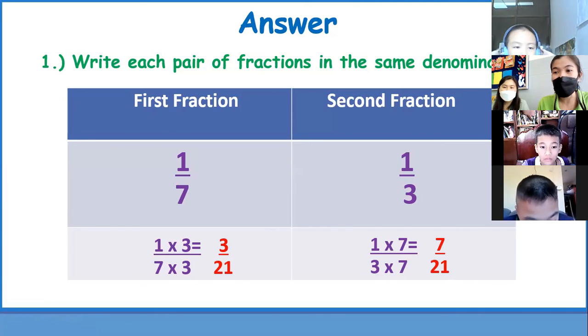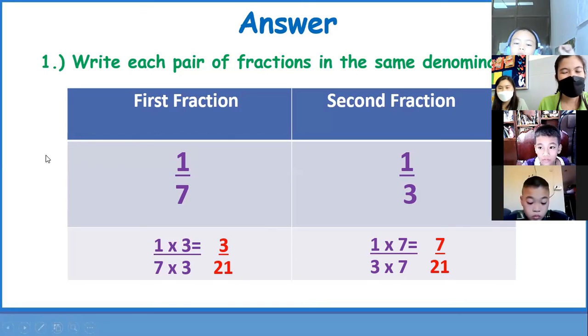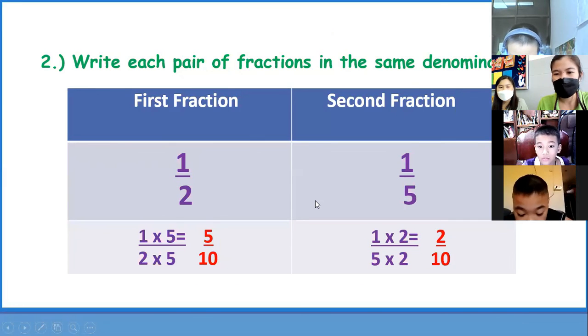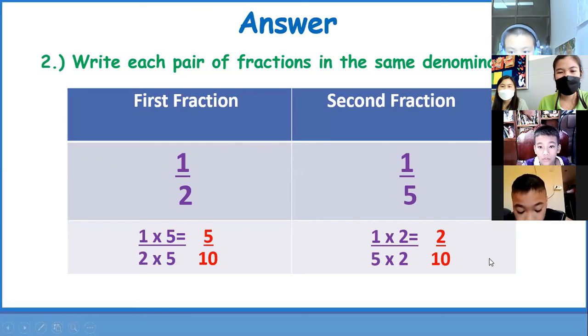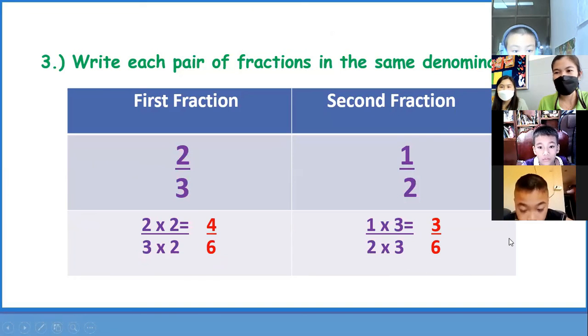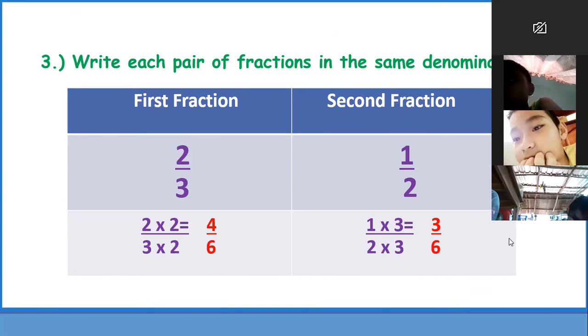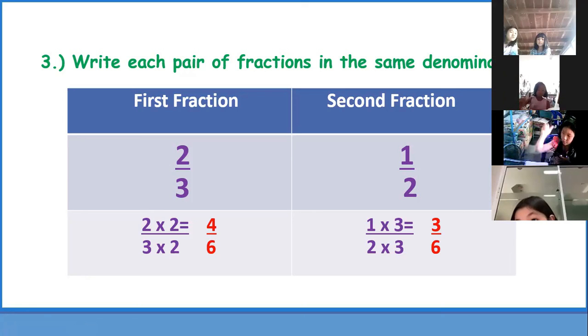Okay, so we have homework. So I will give you your homework. Okay, so this is 6 out of 6. Number 2, this one. I will show you one item at a time. Number 3 is this one. 4/6 and 3/6. Okay? Okay, you can write your score 6 out of 6.